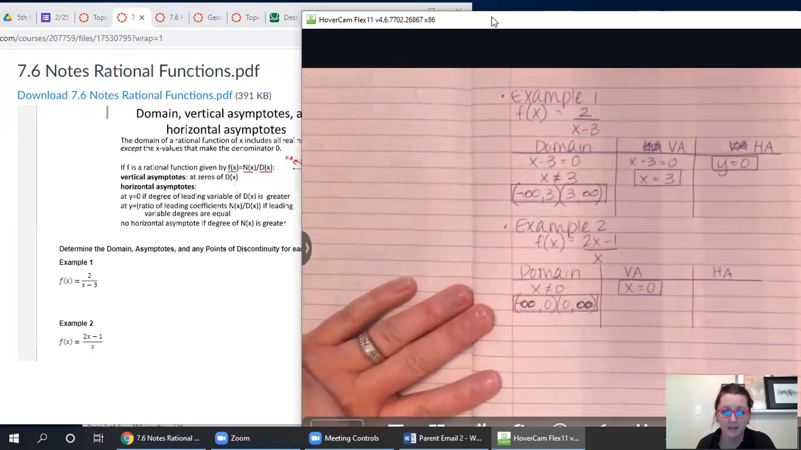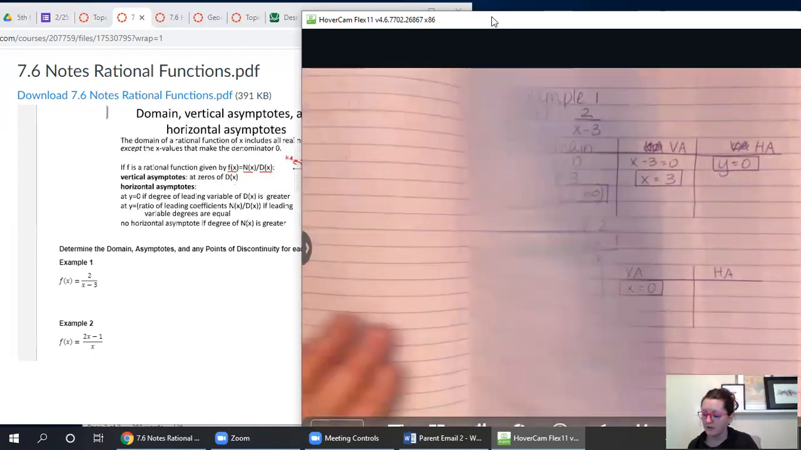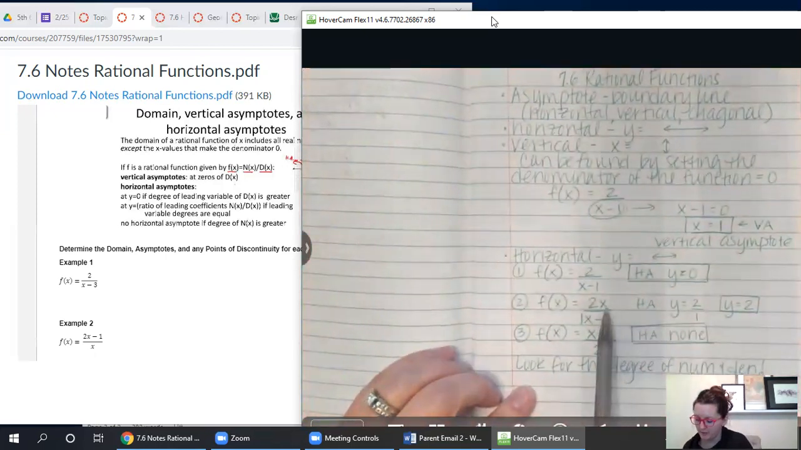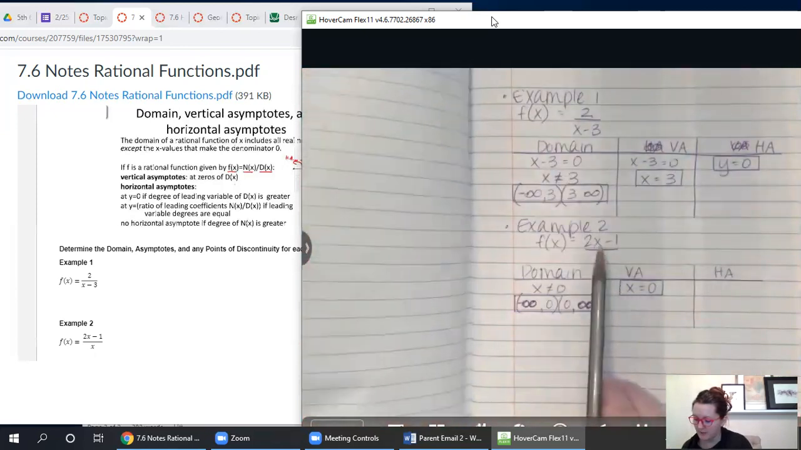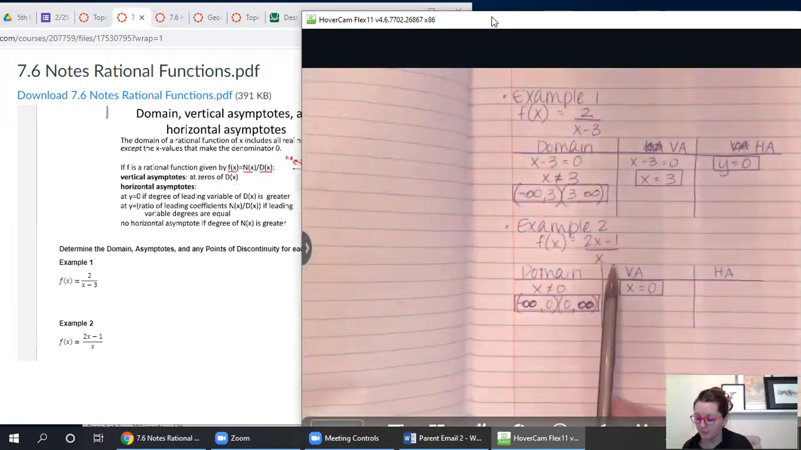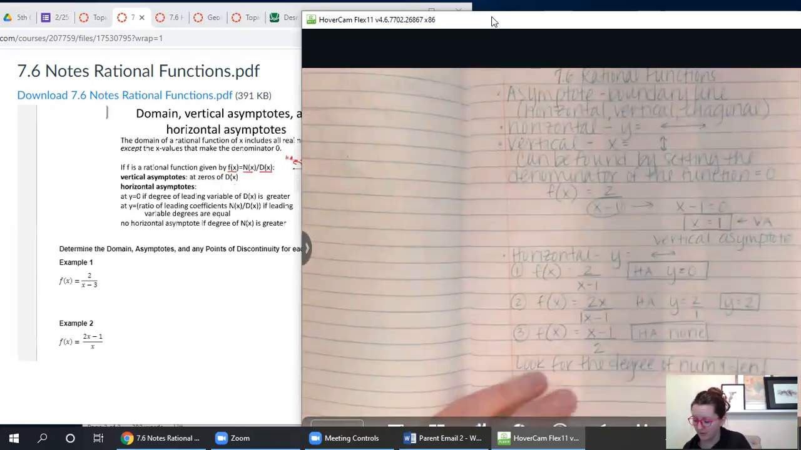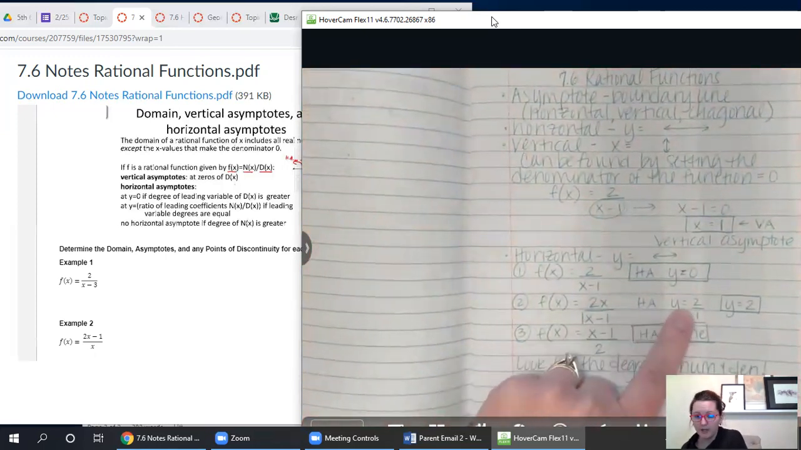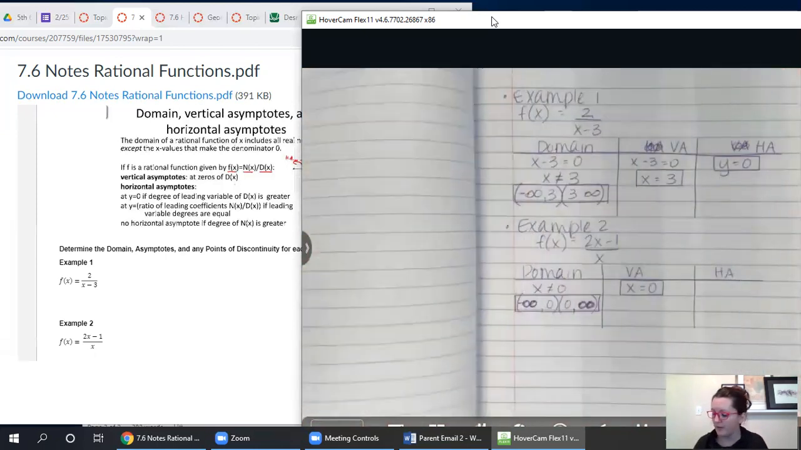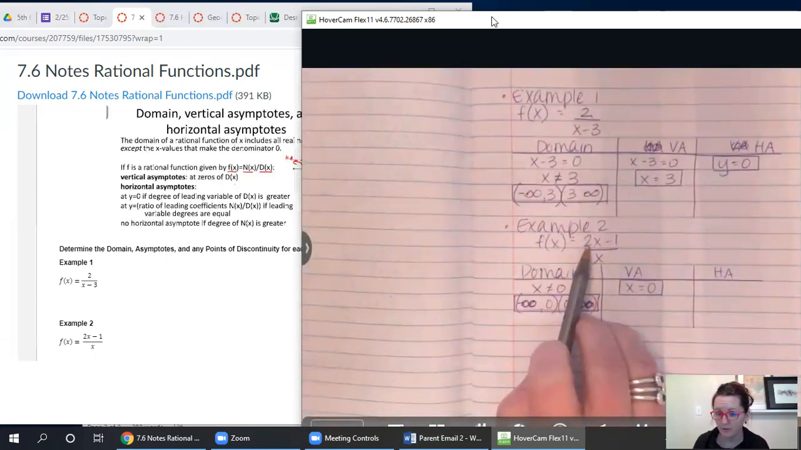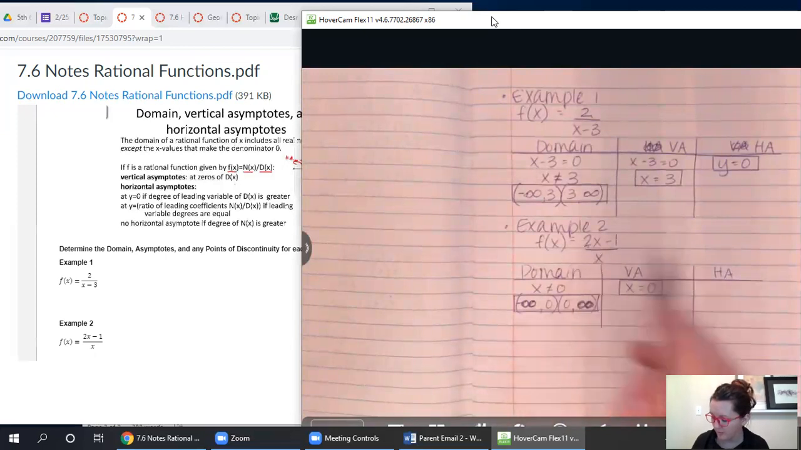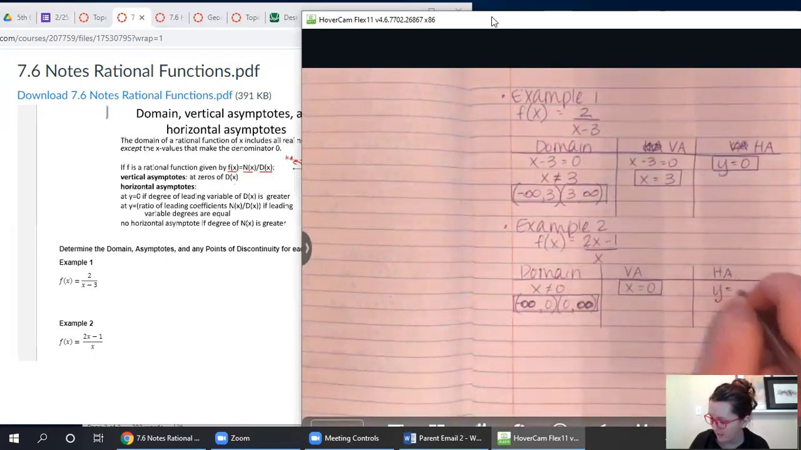Then my horizontal asymptote, let's look back at our notes. I'm going to follow my degrees. Well, in this case, the degree in the numerator is 1. The degree in the denominator is also 1, so they match, meaning that my horizontal asymptote is the ratio of my leading coefficients. So my leading coefficient here is 2, and my leading coefficient here is 1. So y equals 2 divided by 1. In this case, y equals 2.